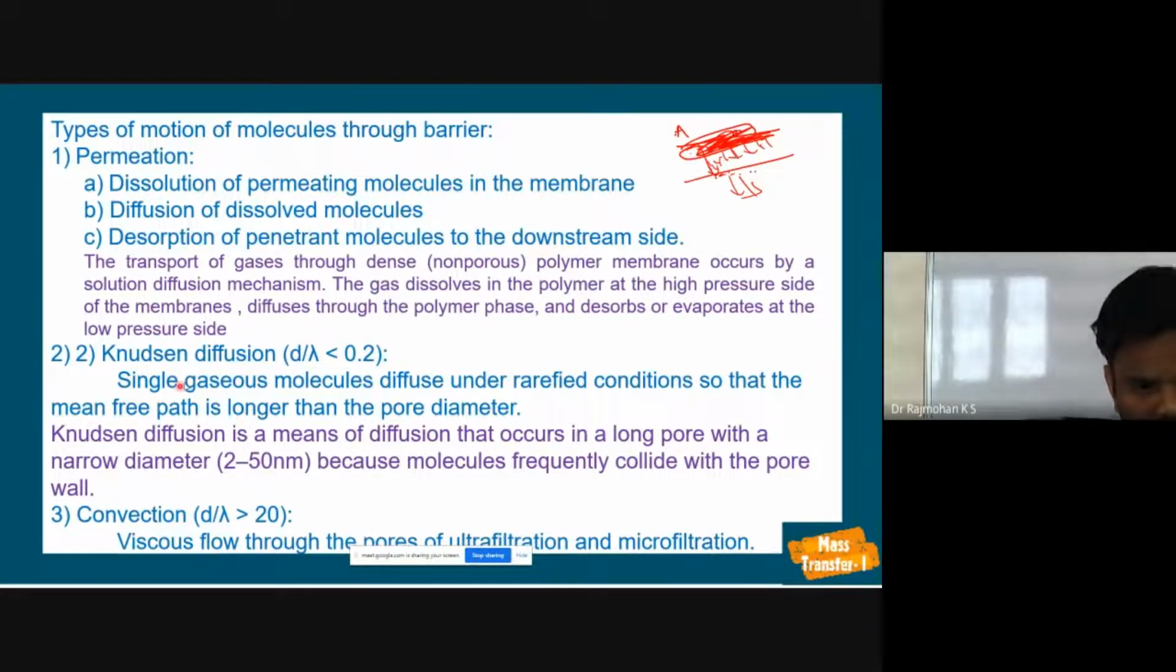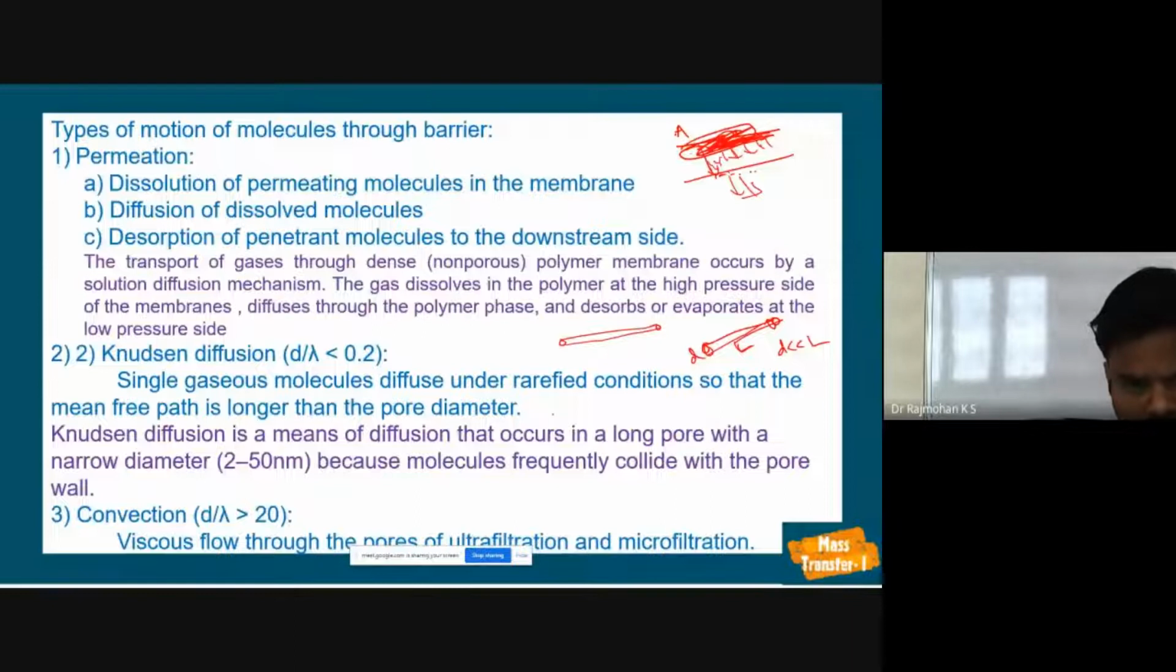Here, it is by means of diffusion. It occurs through a long pore with a narrow diameter. What do we mean by a long pore with a narrow diameter? We are going to consider it to be pores inside a particle. It's like the flow through conduits we have seen in fluid mechanics, flow through pipes. If a pipe has a diameter d and a length l, and d is very much less than l, that is going to be a long pore. It is a very long pore.